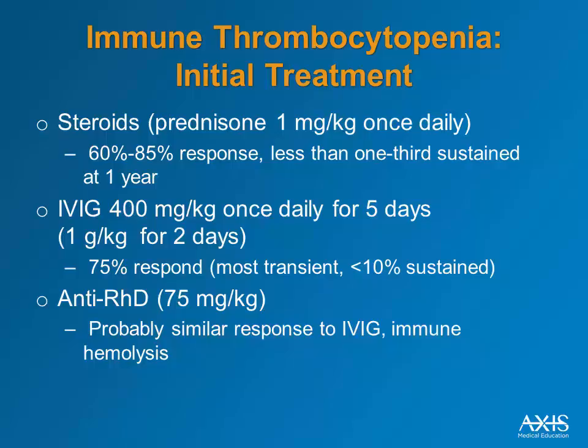Anti-RhD, given in doses of 50 milligrams or 75 milligrams, may have a response similar to intravenous immunoglobulin, but a risk of immune hemolysis is associated, although in most of the cases it results in only a minimal decrease in the patient's hemoglobin.